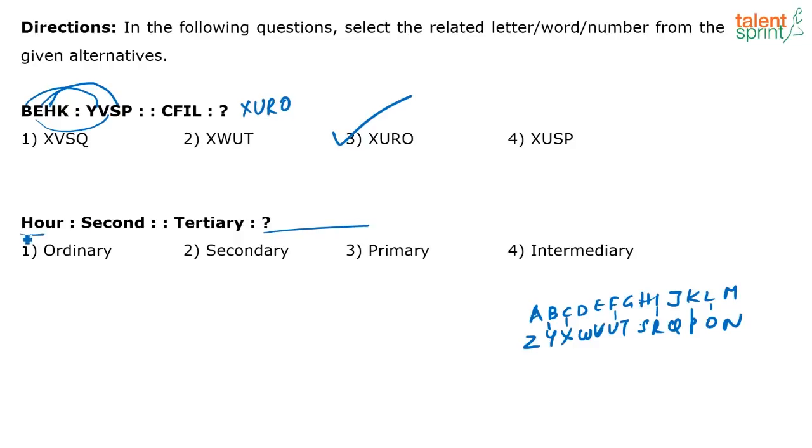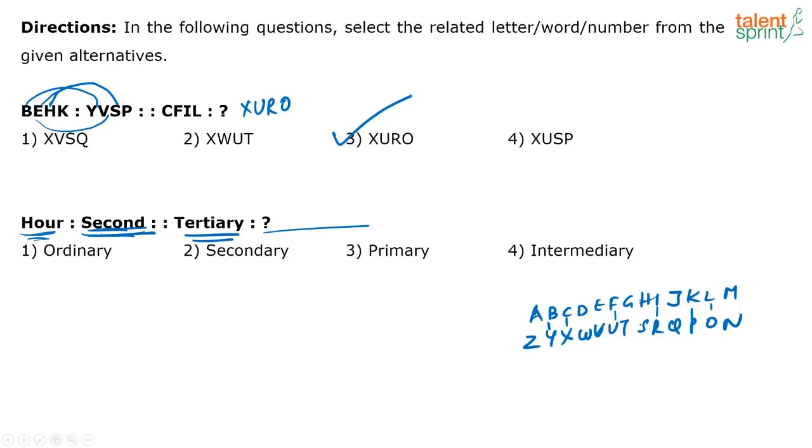Next: hour is to second as tertiary is to dash. See, how are hour and second related? Hour is a measurement of time, right? Tell me the answer for this. I can say that second is the smallest form in which I can express time, or the very basic or primary form in which I can express time is second. Then from seconds, 60 seconds is 1 minute, then 60 minutes is 1 hour, right?